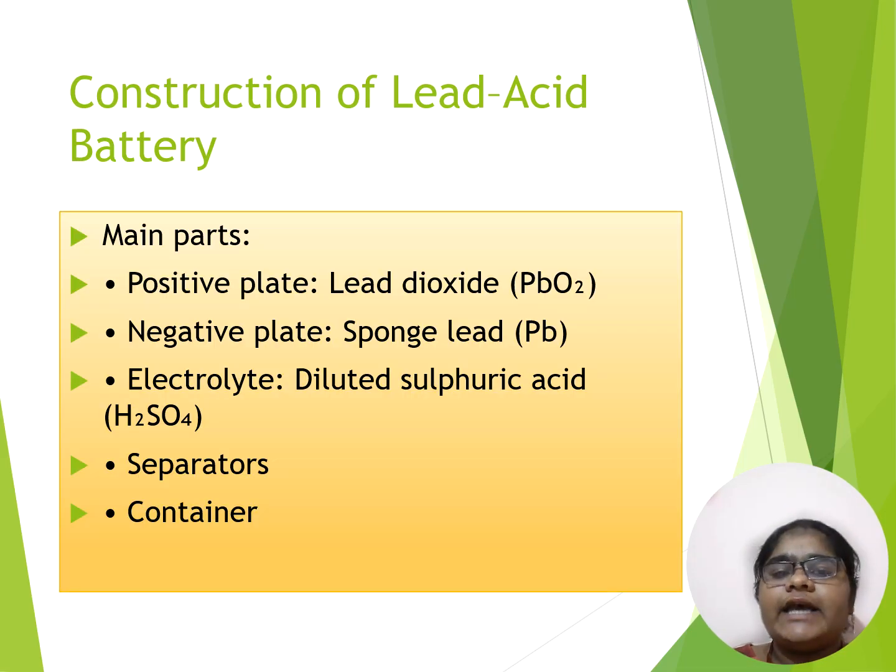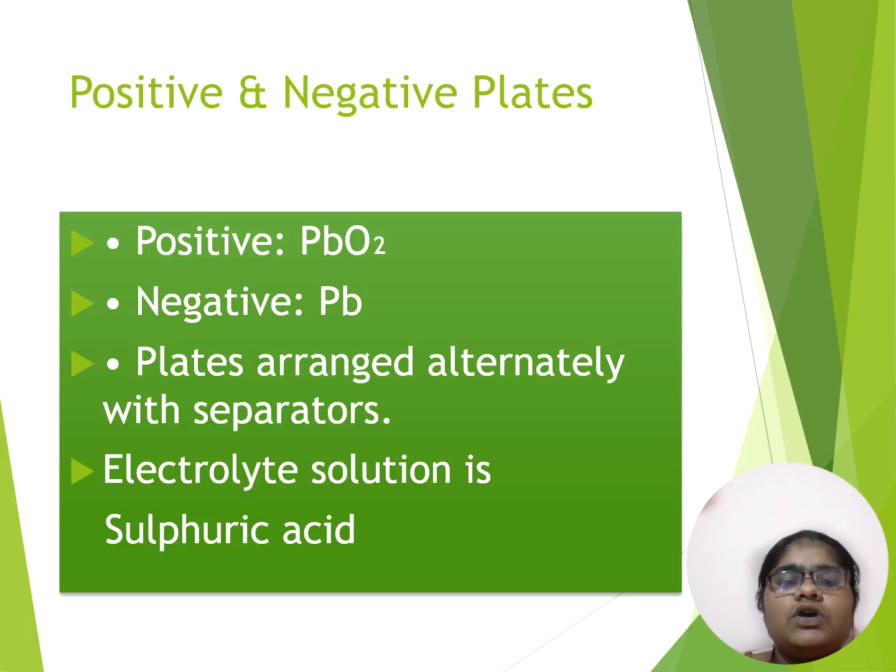Construction of the lead acid battery. There are some main parts. The positive plate is lead dioxide. The negative plate is sponge lead. The electrolyte is dilute sulfuric acid. Separators and containers are used. The positive plate is lead dioxide and the negative plate is lead. The plates are arranged alternately with separators. The electrolyte solution is dilute sulfuric acid.